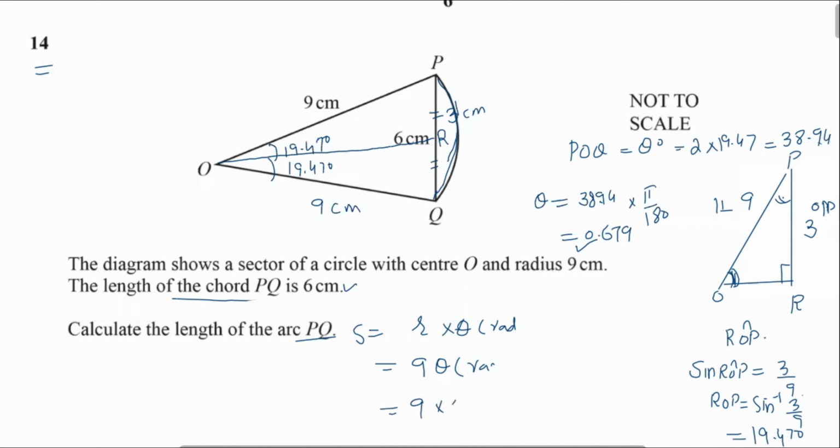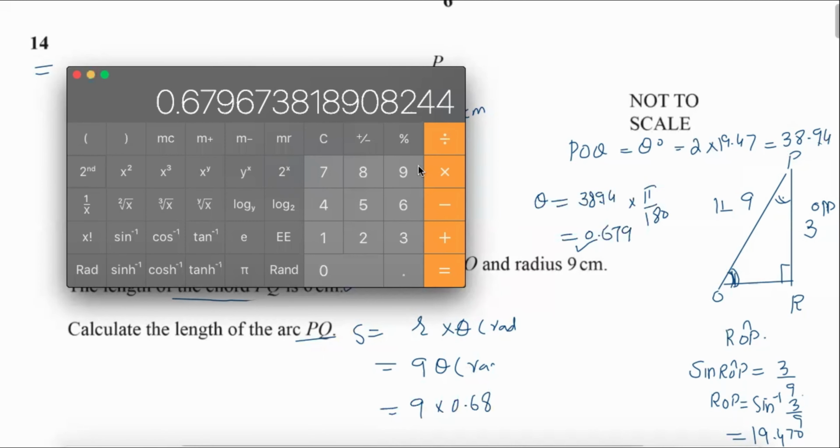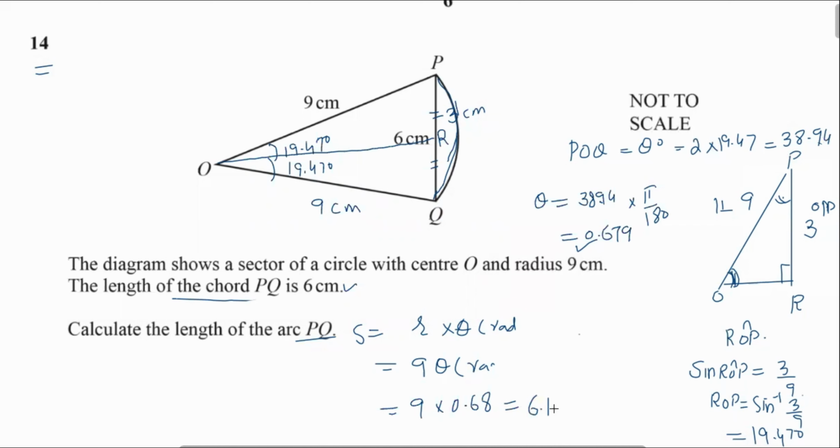Therefore 9 multiplied by 0.68. Now we get, multiply by 9, that will be equal to 6.117, that's equal to 6.12, and this is the arc length of the PQ.